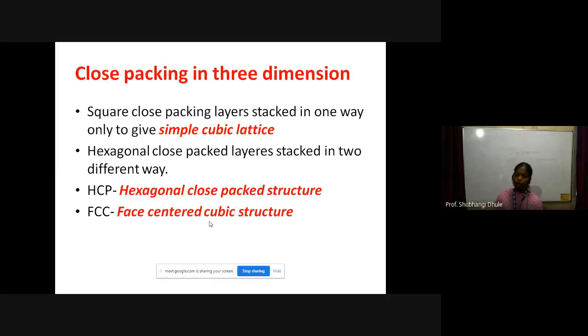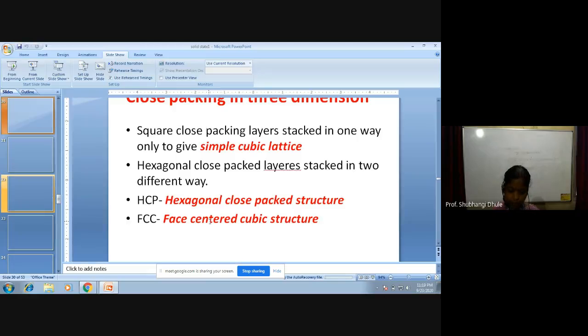So this is all about packing in two dimension, and in the next lecture we will go for close packing in three dimension. I already told you that to understand close packing in three dimension, we must know about close packing in one dimension and two dimension. So let us stop here, and we will continue in the next lecture.